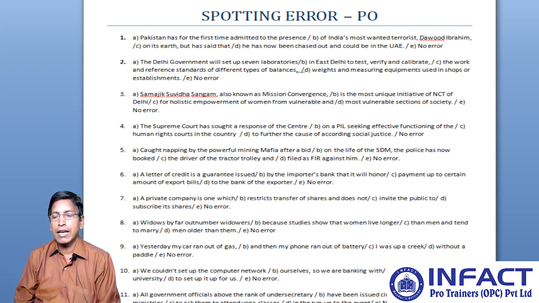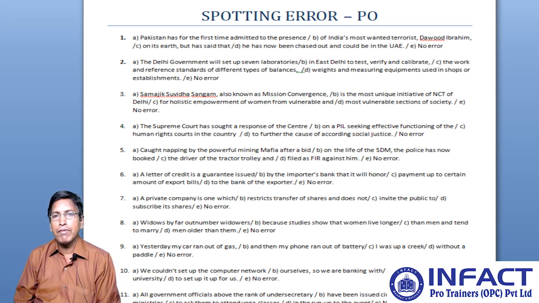Now let us take the second part. Of India's most wanted terrorist Dawood Ibrahim. Can we identify any error in this part? We hope there is no error. Okay, let us take the third part. On its earth, but has said that. So here, on its earth, but has said that, is it conveying any proper meaning, or is there any change required?